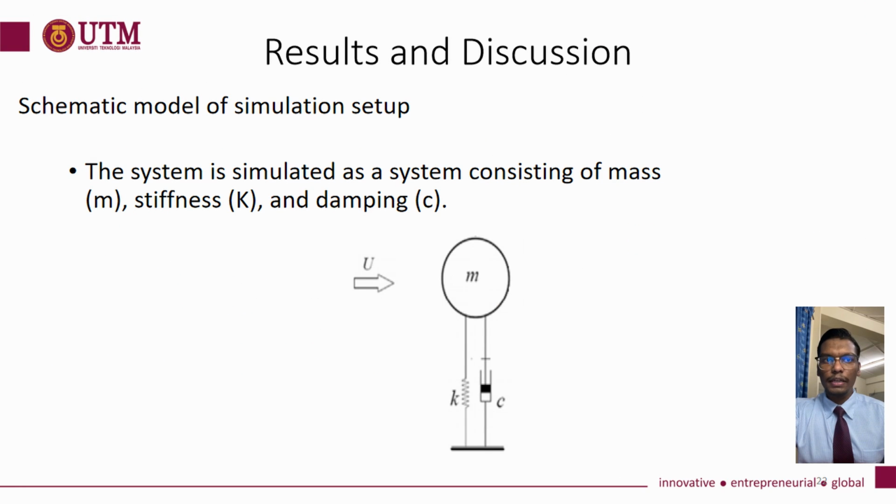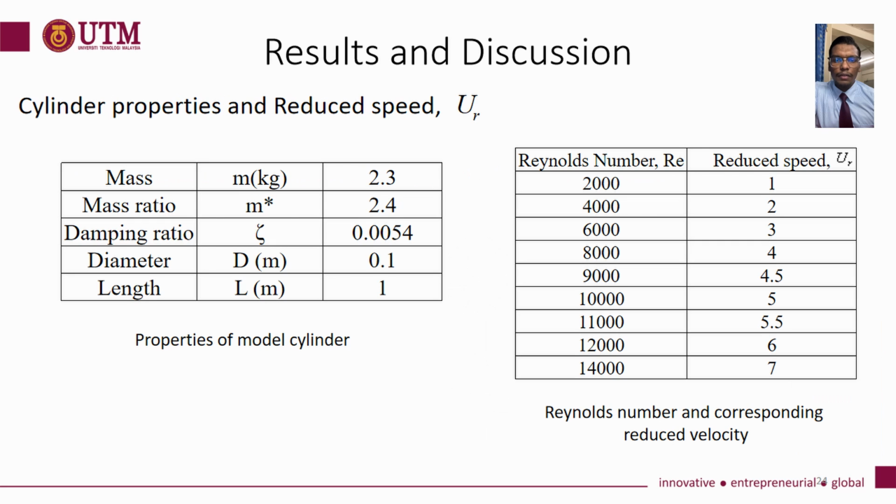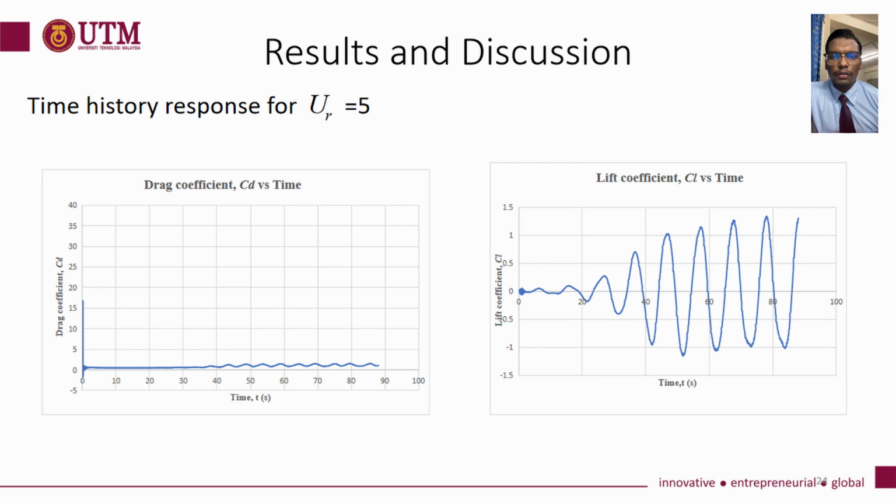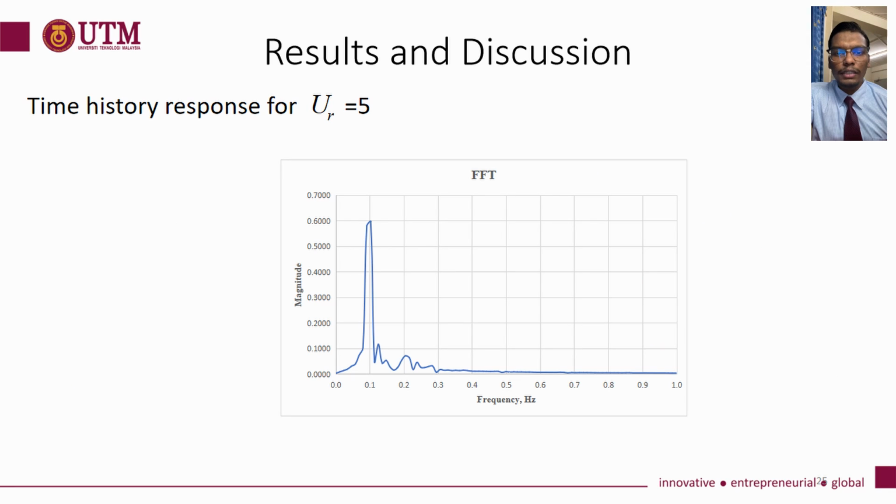Firstly, the system is simulated as a mass-spring system. Here we can see the properties of the cylinder and the iteration of reduced speed with respect to its Reynolds number. The range of Reynolds number used in this simulation is from 2000 to 14,000, and the corresponding reduced speed is shown in this table. Time history response recorded for this study is for the drag coefficient, lift coefficient, and also the fast Fourier transform. Here we can see the drag coefficient against time and lift coefficient against time for the reduced speed of 5. Next, we can see the fast Fourier transform for reduced speed of 5.